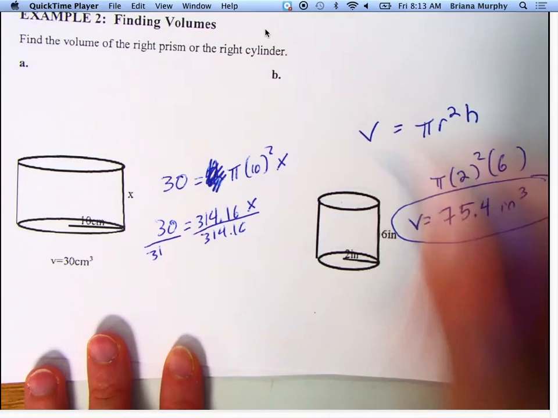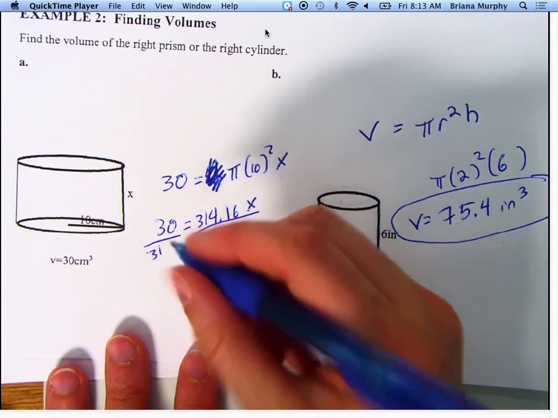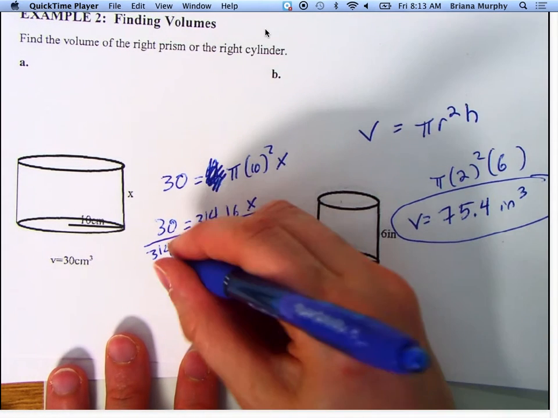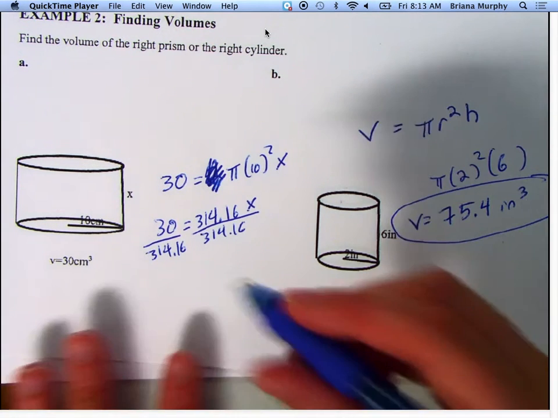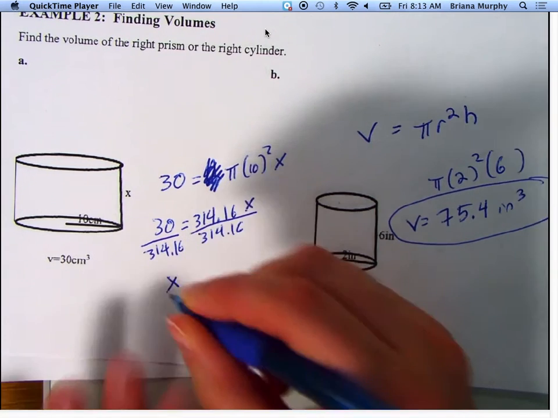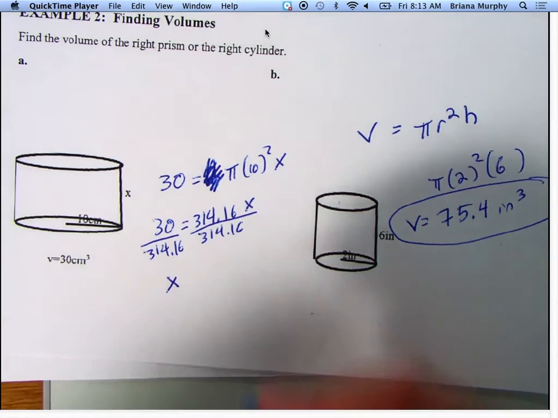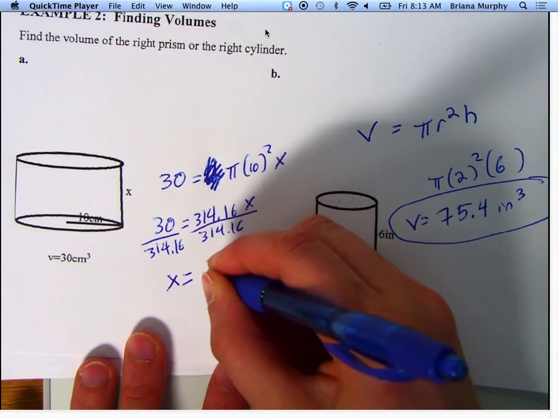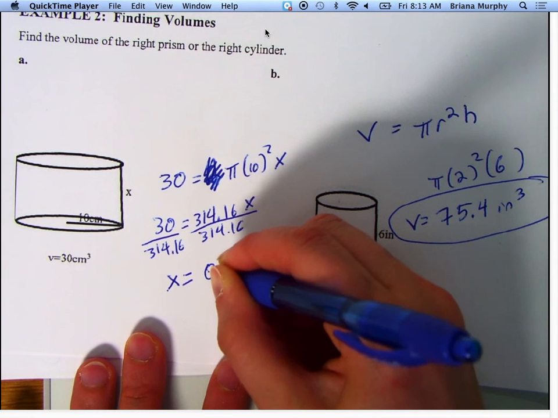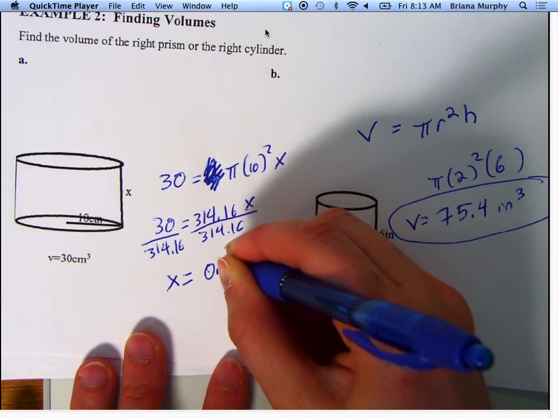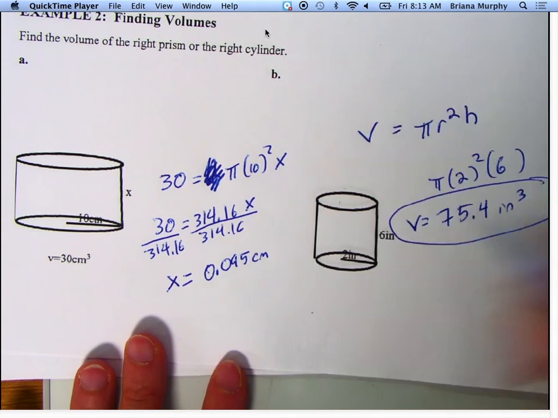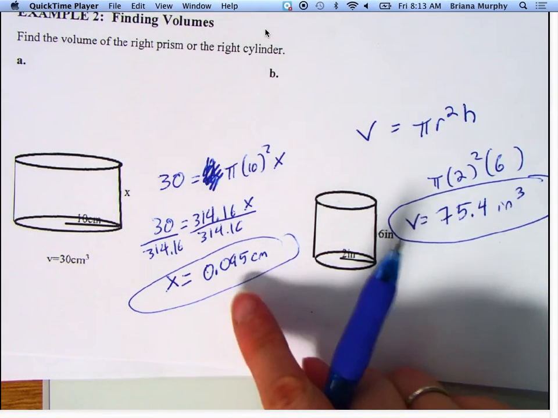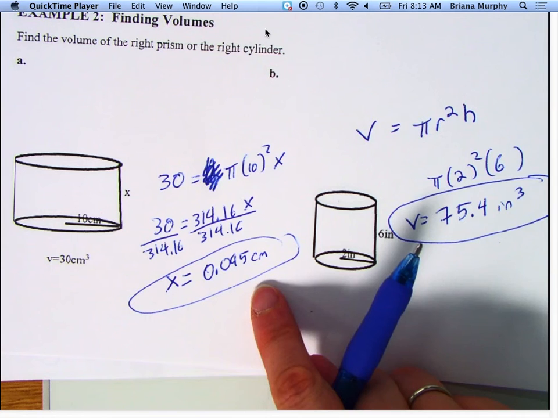That is my mistake. It's supposed to not be there. So we're going to go 30 divided by 314.16, giving us, the height is really super small. It's like a coin. It's like flat, right? Equals 0.095 centimeters. And this doesn't get a cubed. Why? Because we're talking about height.